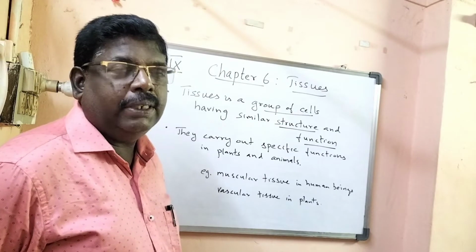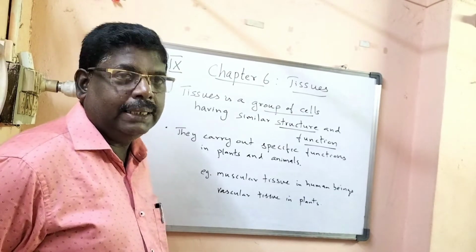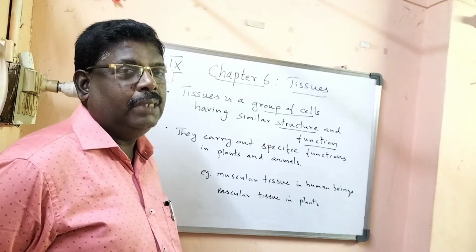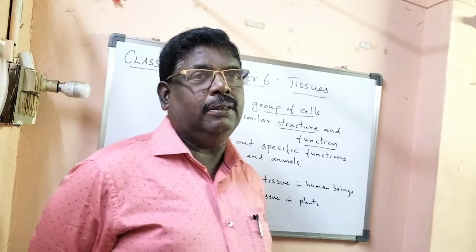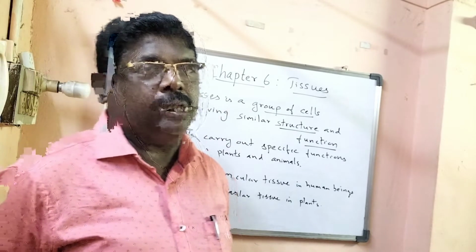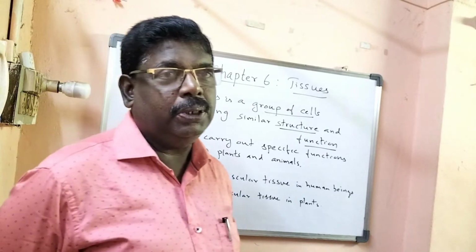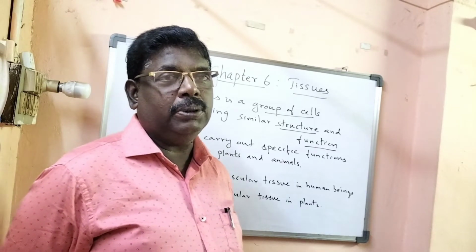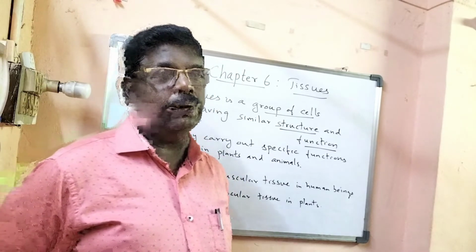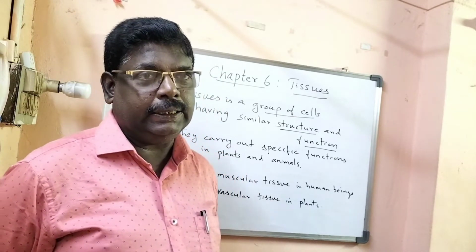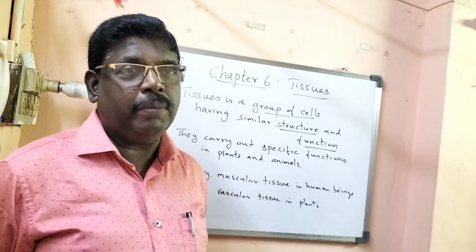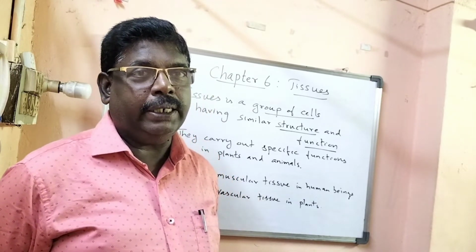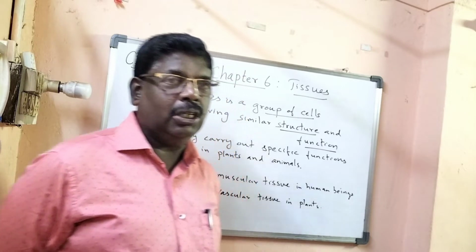They carry out specific functions in plants as well as animals. If you take animal tissues, for example muscular tissue in human beings, it is responsible for movement. Those tissues contract and relax, thereby helping in movement. That is a specific function of muscular tissue.